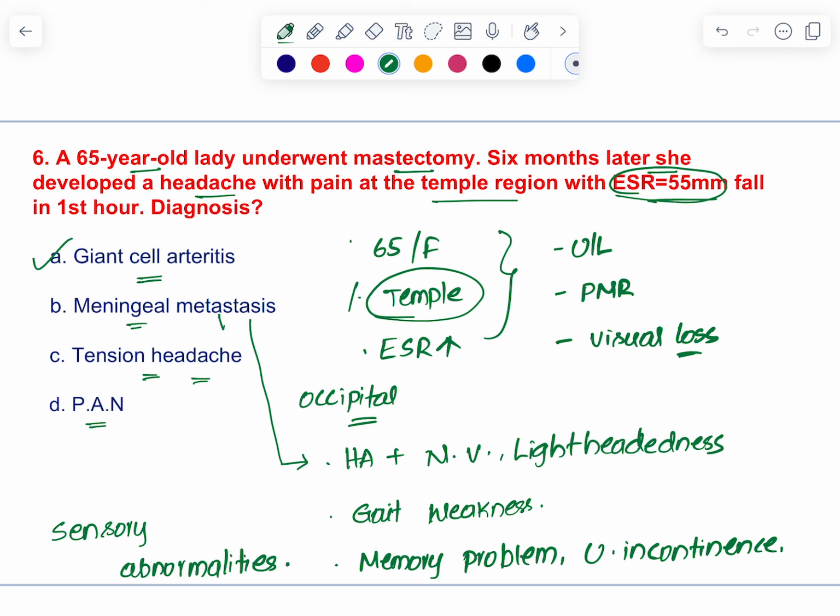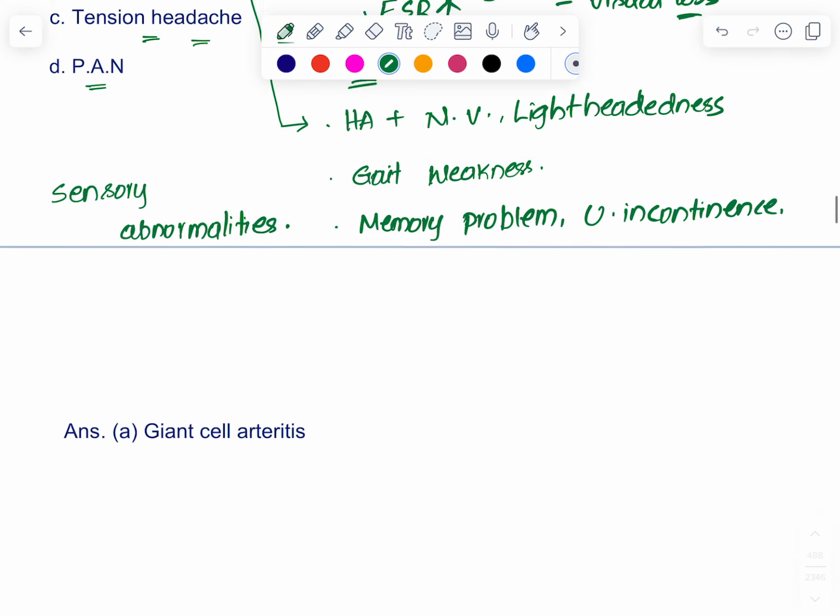And polyarteritis nodosa is a form of medium vessel vasculitis, and it is a multi-system disorder. But here whatever has been given is only headache, whereas polyarteritis nodosa is a multi-system disorder. So all these points are very much suggestive of giant cell arteritis. Next question.